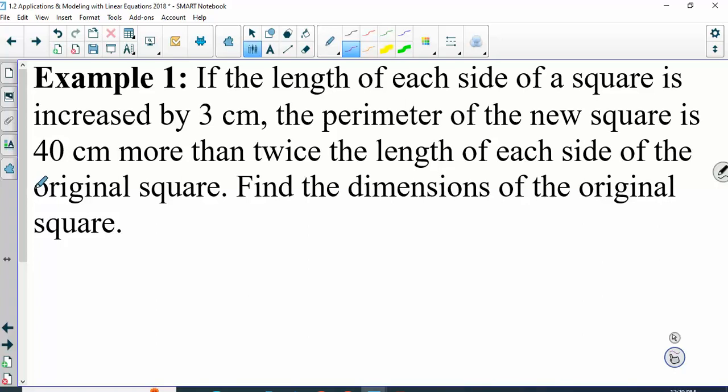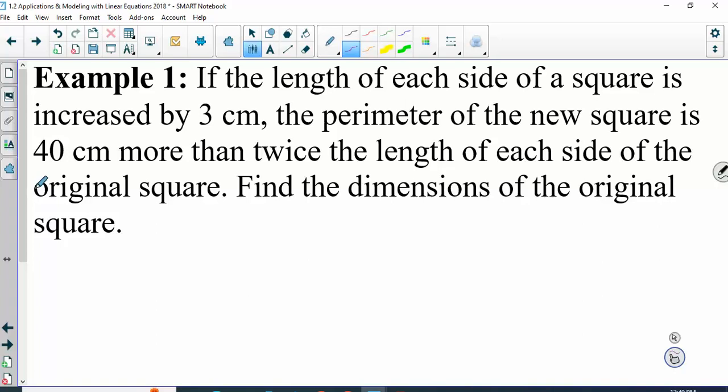So this is what I see when I give them a word problem. If the length of each side of a square is increased by 3 centimeters, the perimeter of the new square is 40 centimeters more than twice the length of each side of the original square. Find the dimensions of the original square. So they read the whole thing like that and say, I don't know what to do. And of course you don't, because I don't know what I just read. That didn't make any sense.